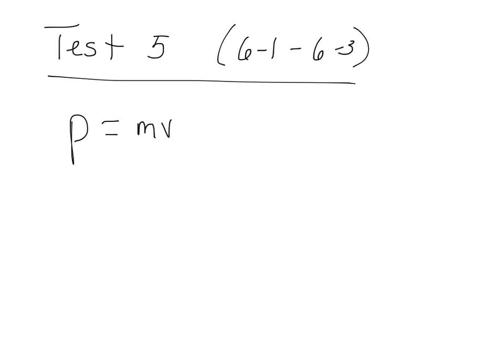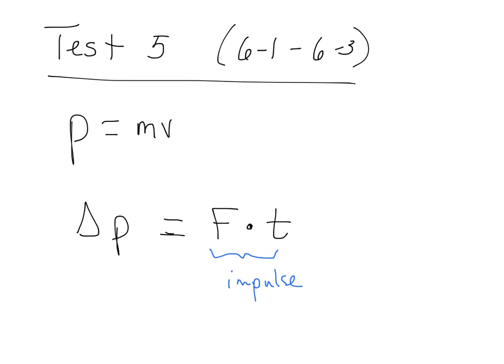After momentum, we looked at the momentum impulse theory. Delta P equals force times time, where this quantity, force times time, is called impulse. The change in an object's momentum is always equal to its impulse. So if you can determine how much the momentum changed by looking at the change in velocity, you can find the unknown force if you know the time, or find the time of contact if you know the force.